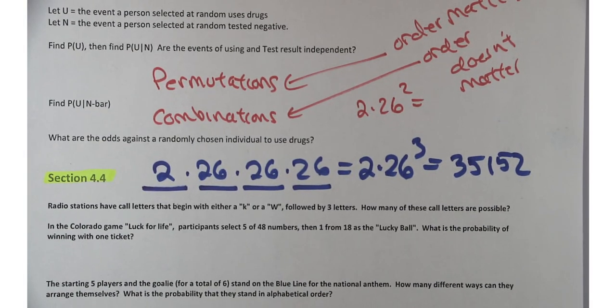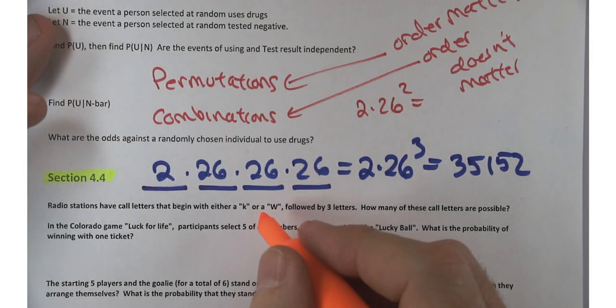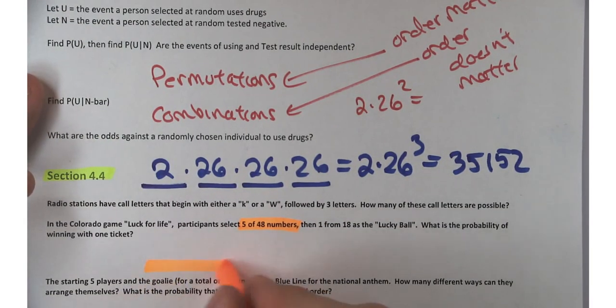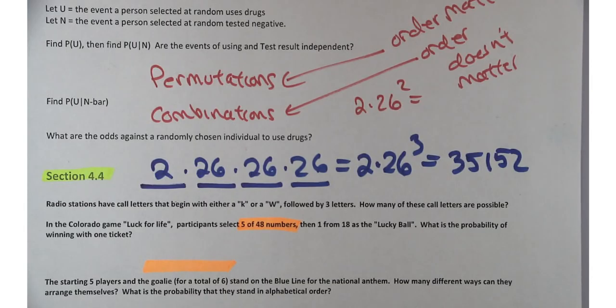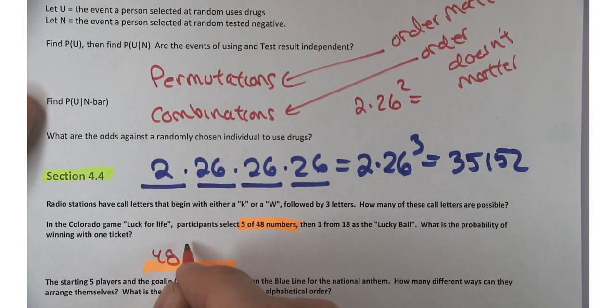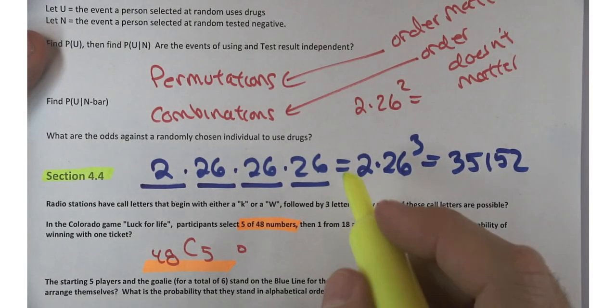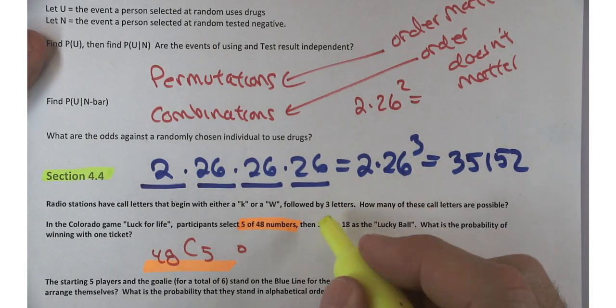When you're playing the lottery, do you have to match the numbers that they draw in order, or is it just enough to match the numbers? Just enough to match the numbers. So when you're playing, say, for instance, Lucky for Life, and you've got to match 5 out of 48 numbers, is that going to be a permutation or a combination? Combination. So you should start out like this: 48 choose 5, and then we also have to match a number called the lucky ball, and that's selected from 1 to 18.